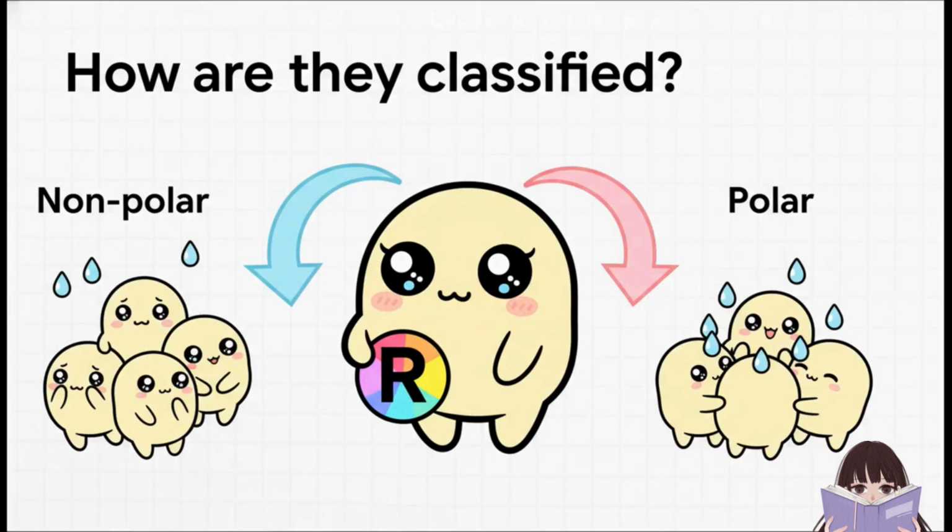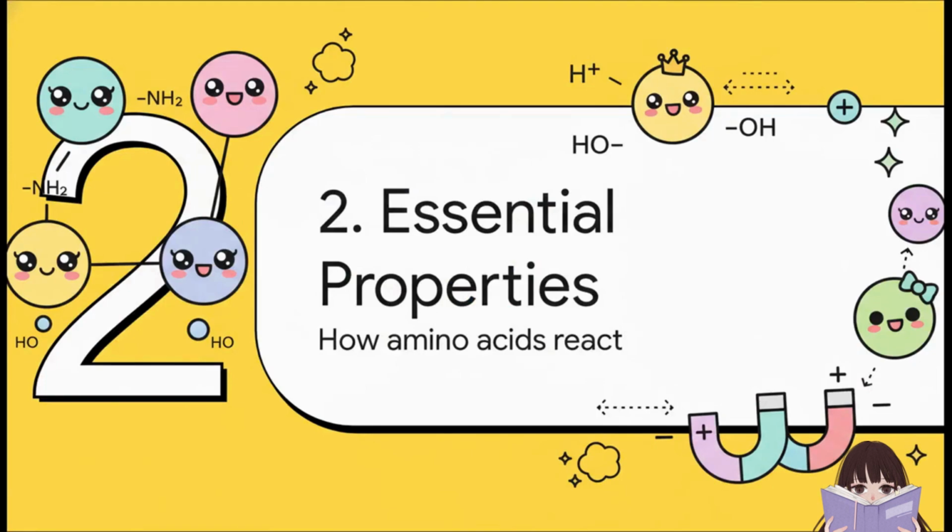Now, while that core structure is always the same, what makes each amino acid unique is its side chain. We just call it the R group. Think of it as the personality of the amino acid. And it's this R group that lets us sort them into two big families: nonpolar, which are kind of water-fearing, and polar, which are water-loving. Simple as that.